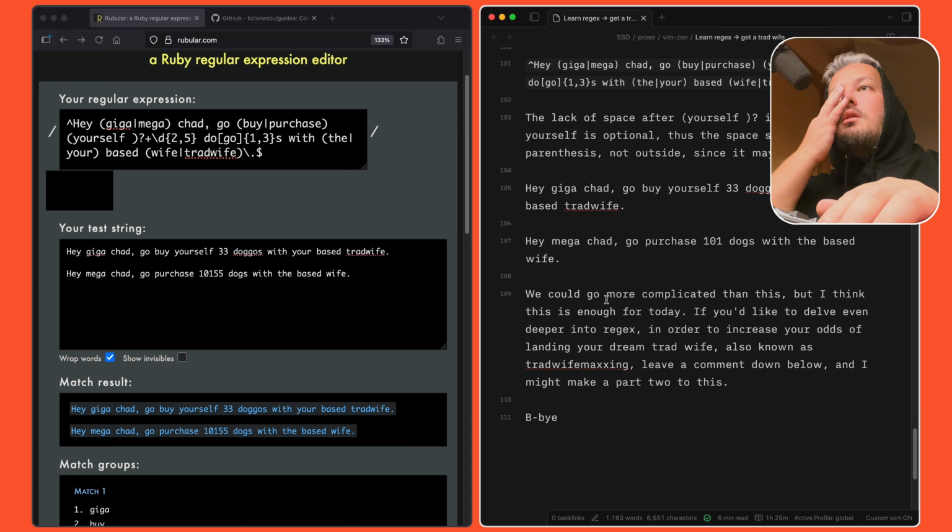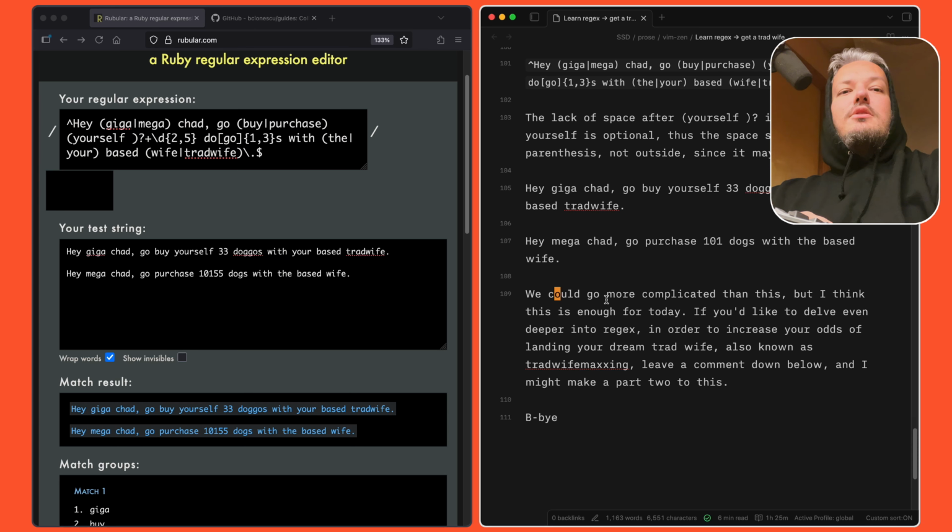Now, we could go more complicated than this, but I think this is enough for today. If you'd like to delve even deeper into regex in order to increase the odds of landing your dream trad wife, also known as trad wife maxing, leave a comment down below and I might make a part 2 for this.